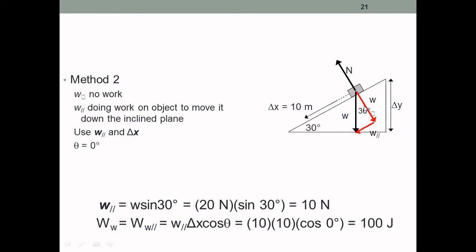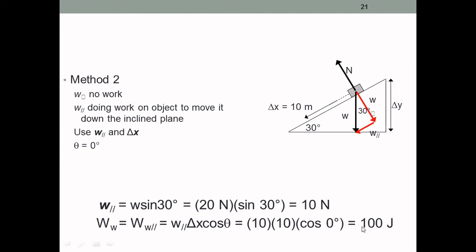And remember, this angle is always the same as the angle of the plane, because if you close the plane, this will close also. The normal force will go straight up, then this will come to W, which means this angle is 30 when the angle of the inclined plane is 30. Then we calculate here the work done by the parallel component, which is also the same as 100 joules.